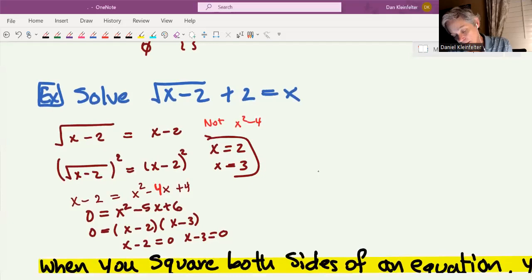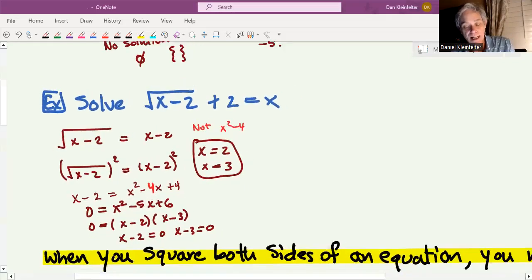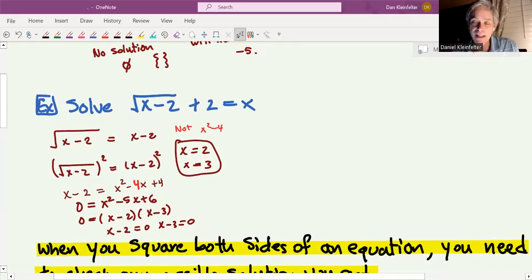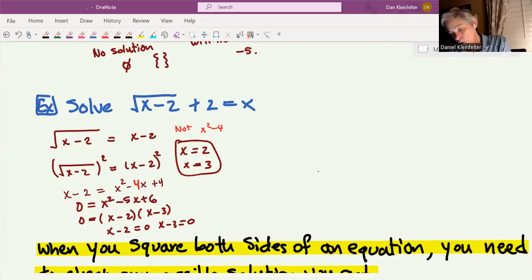Mostly. I'm just going to say mostly because we need to check our solutions in this equation and make sure that they actually do work. So let's do that, and then we'll talk about why that's the case after. So we're going to first check, let's check 2 first.